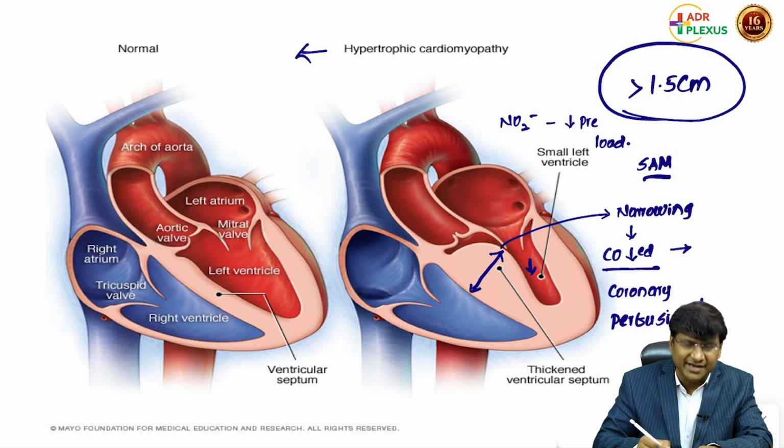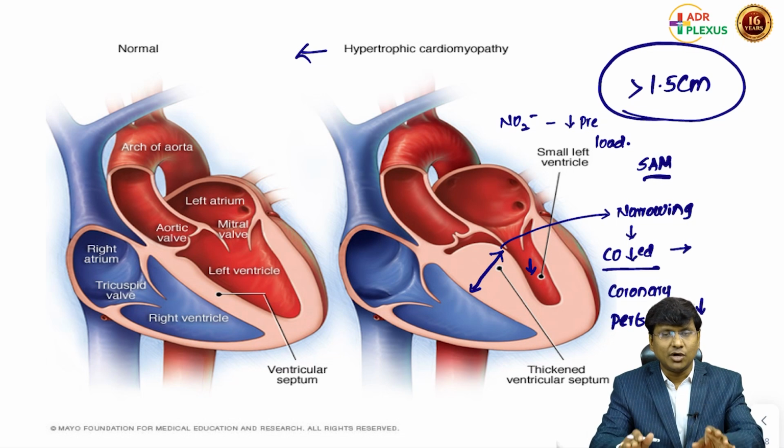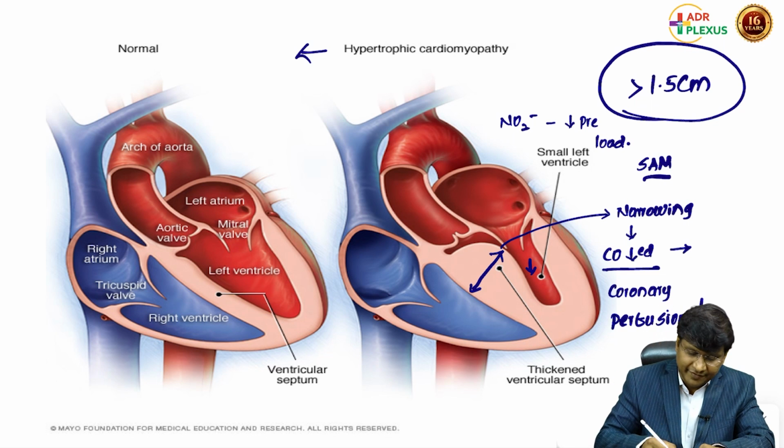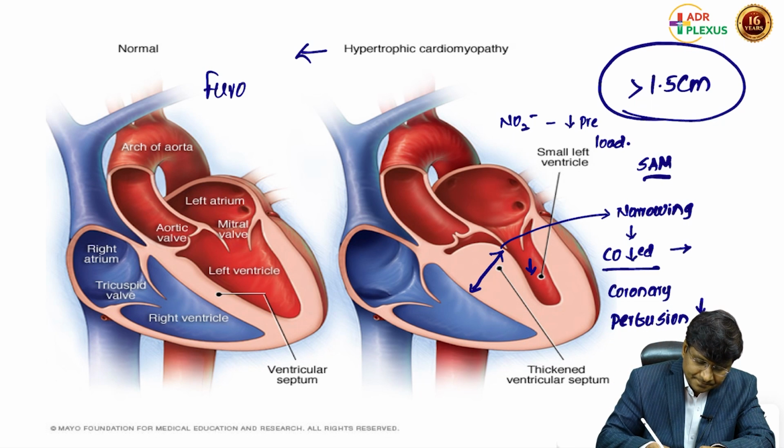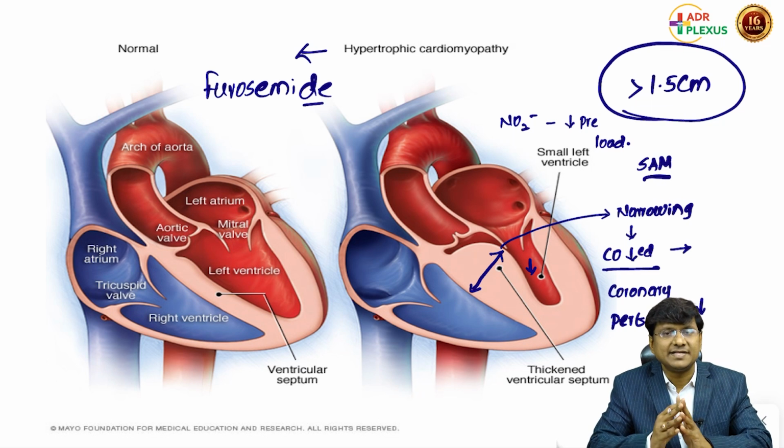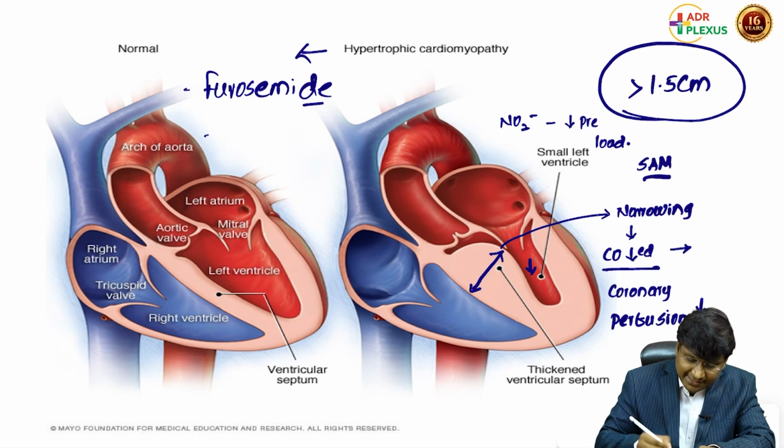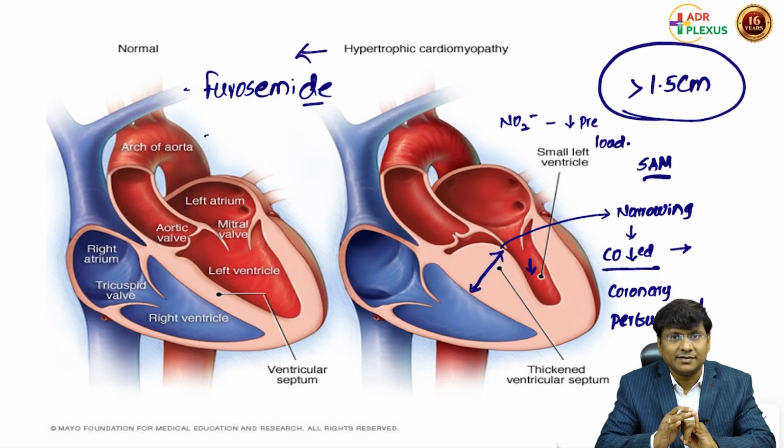And not only nitrates, any drug which is decreasing the LV volume, for example furosemide. Even furosemide will decrease the LV volume. Nitrates will decrease the LV volume. Thereby the obstruction increases, coronary perfusion decreases, and that will precipitate the angina. Okay, so furosemide is contraindicated. Nitrates are contraindicated, right?